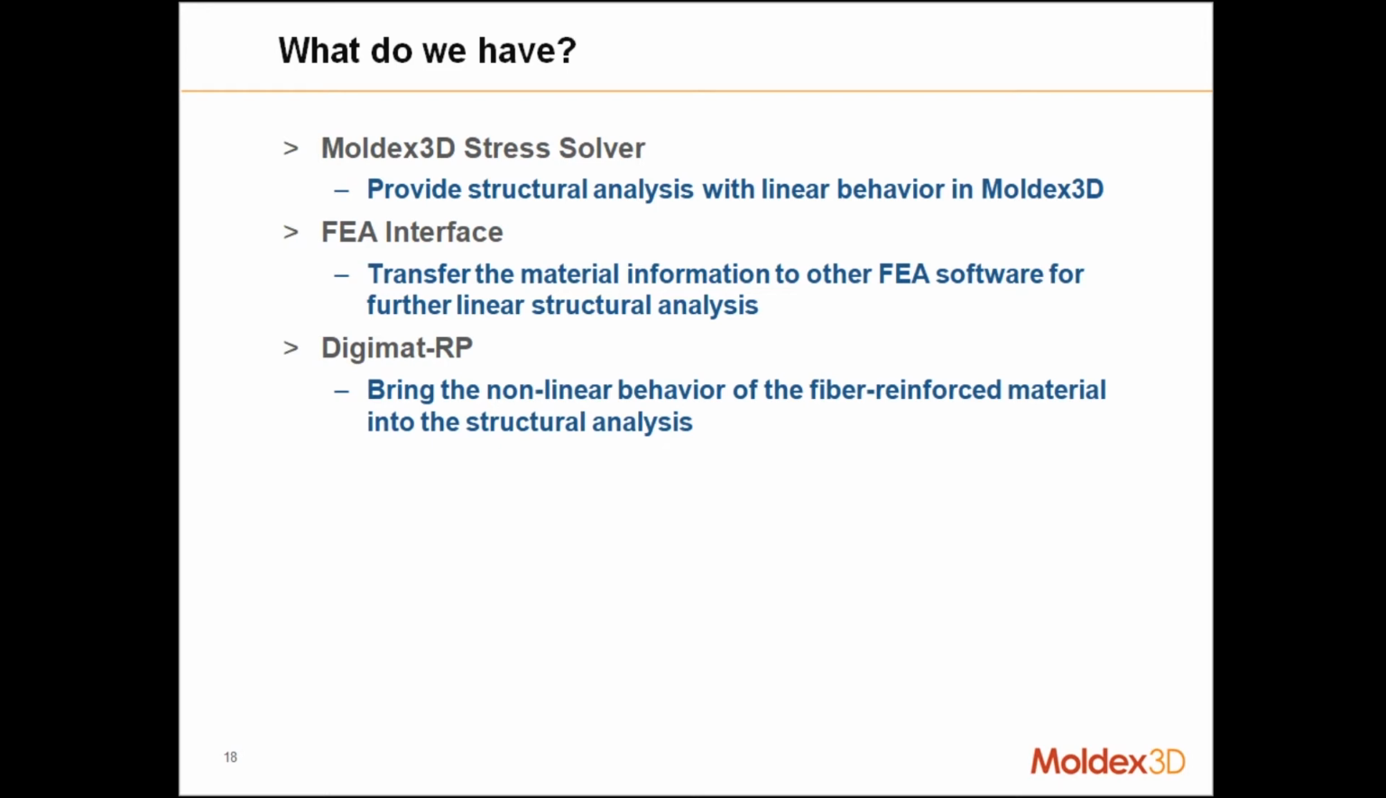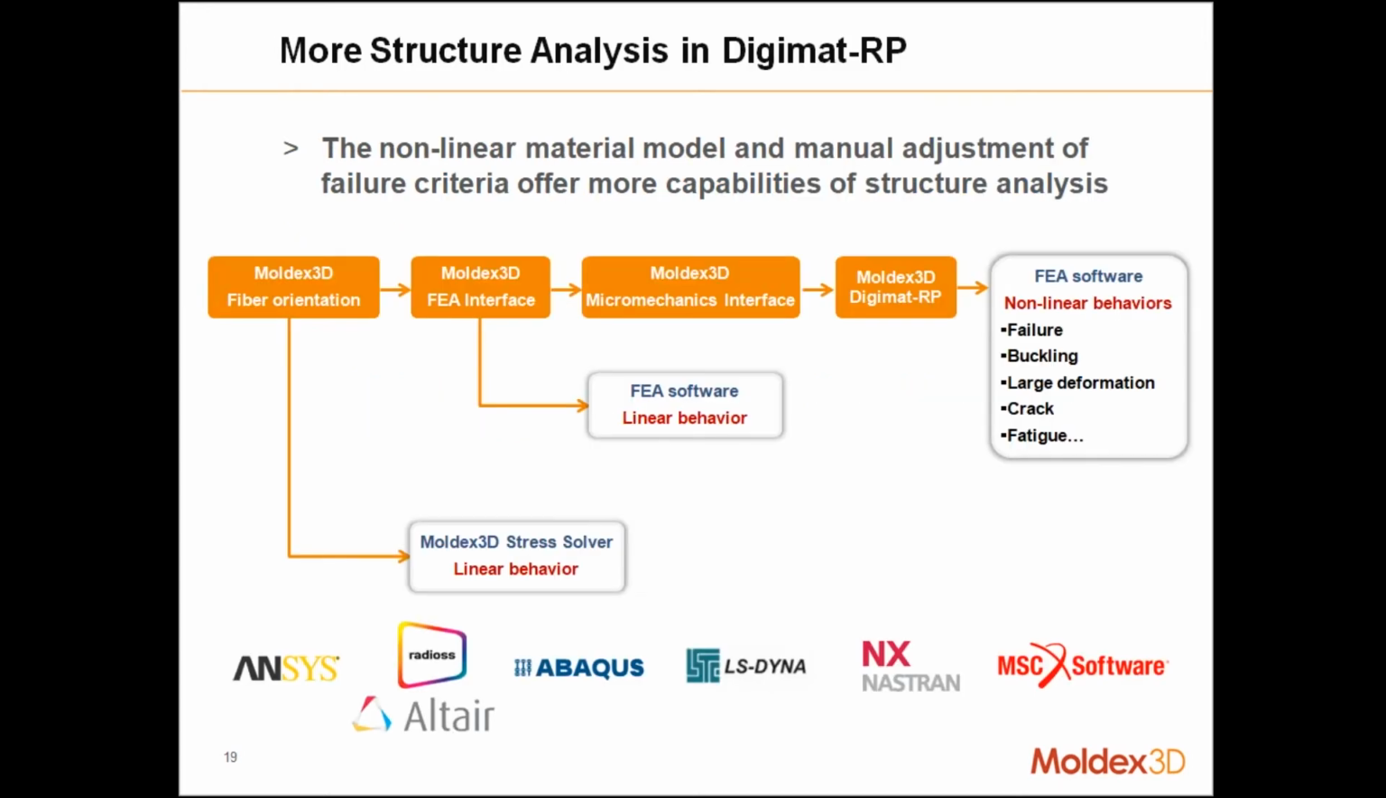And for a more advanced user, if they want to do a more advanced simulation, like if it involves big deformation during the structural simulation, the nonlinear material property is also a must-have tool which should be considered during the structural analysis. So in this case, we will involve DIGIMAT-RP. And this is quite a clear picture showing which kind of tool we can provide for the different structural CAE engineers.